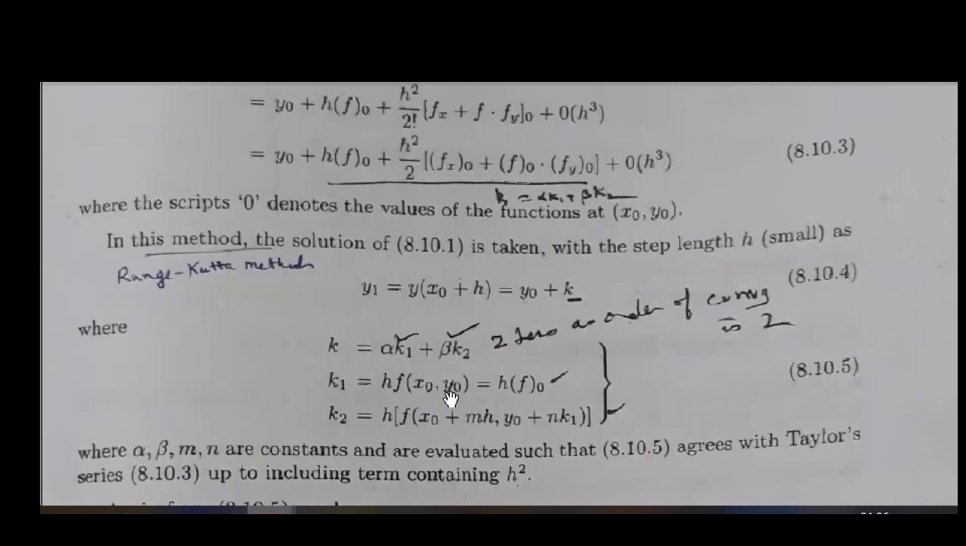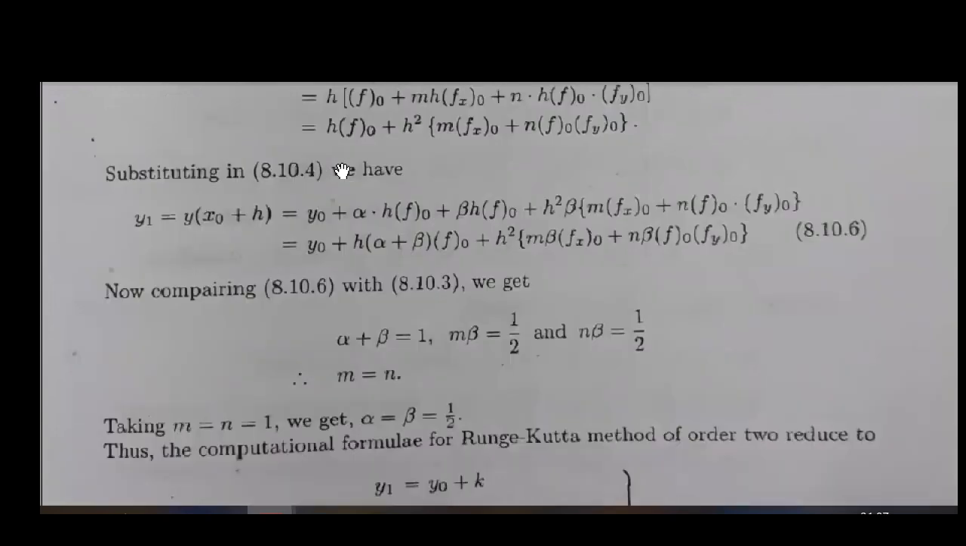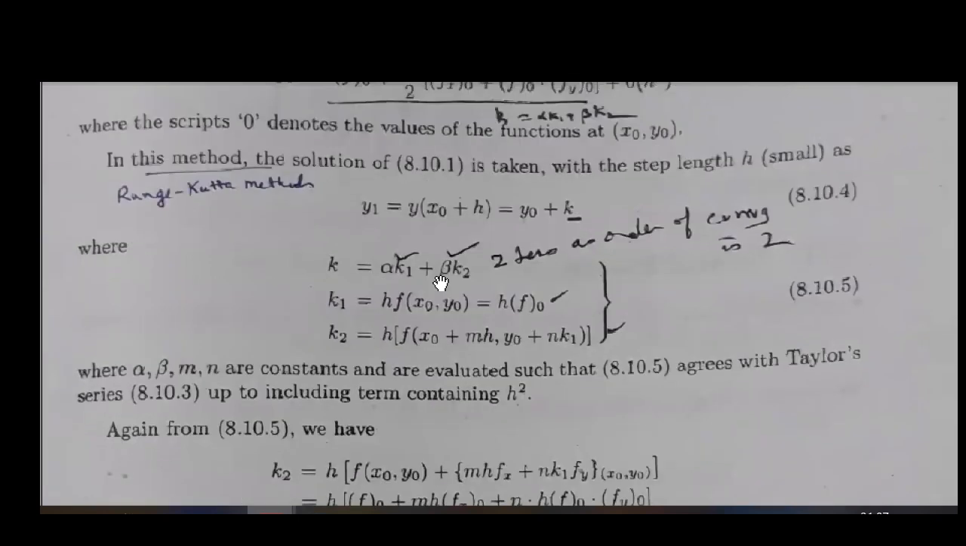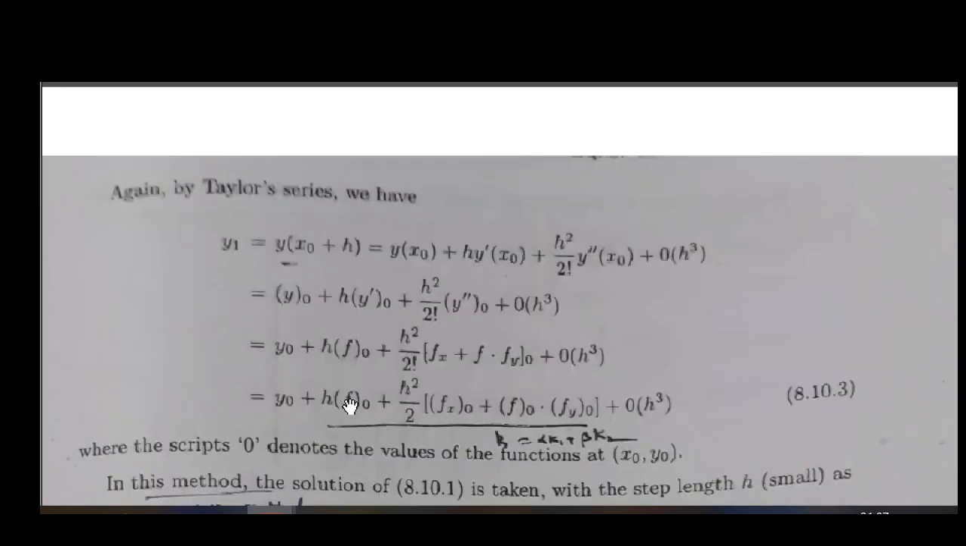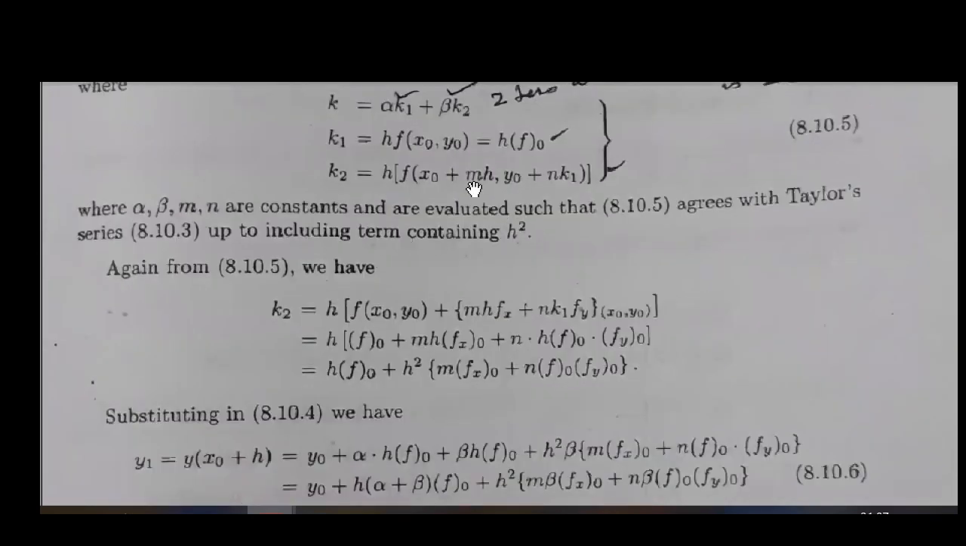See, for the first one, k1, what are you taking? f at x0, y0. So here alpha should be coming as 1. I cannot say why yet, because here you are getting f of x0, y0, and when you break it here, you will also get f of x0, y0. So f of x0, y0 is coming from here and also from here, and you have to add these two things up. So you will compare the coefficient of f of x0, y0 from the Taylor series and the coefficient of f of x0, y0 from this Runge-Kutta assumption.